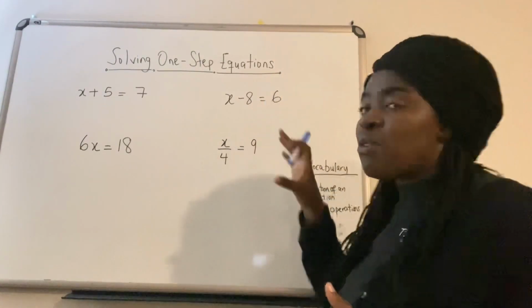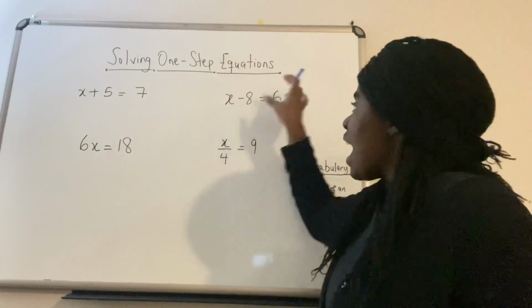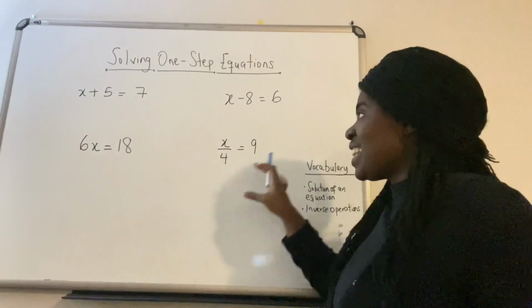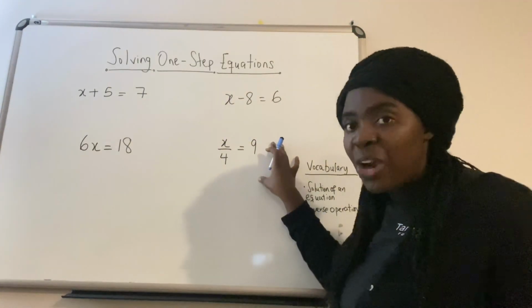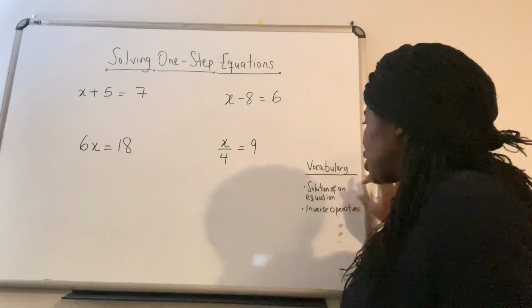So here I have four different types of equations on the board. I have x plus 5 is equal to 7, I have x minus 8 is equal to 6, I have 6x is equal to 18, and then I have x over 4, or x divided by 4, is equal to 9. And in each of these cases, I am going to solve.